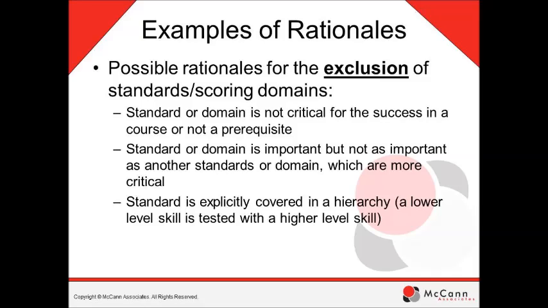Some examples of possible rationales for the exclusion of standards might be: the standard or scoring domain is not critical for the success in a course or not a course prerequisite. Standard or scoring domain is important, but not quite as important as another standard. Or the standard or scoring domain is explicitly covered in an adjacent hierarchy, meaning that a lower level skill is tested with a higher level skill.